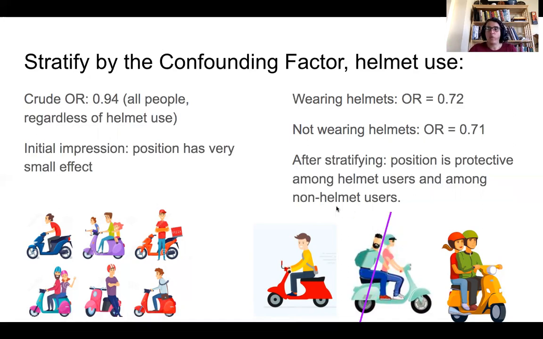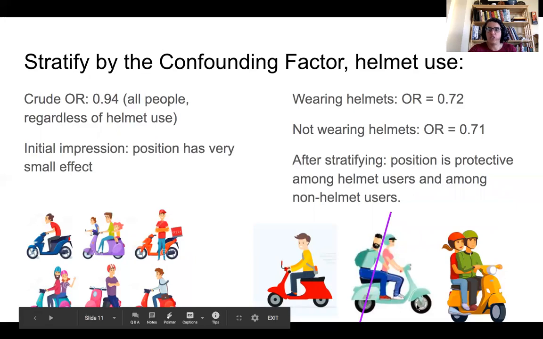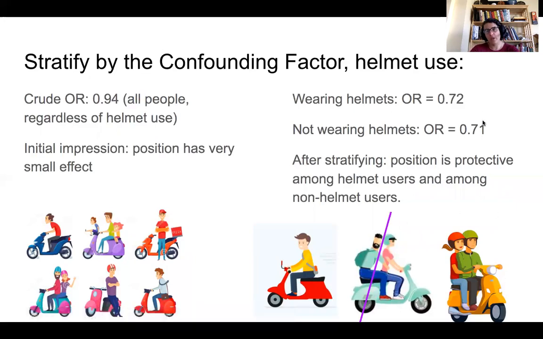When we stratify, when we just look at this group and we just look at this group, then we get this significantly smaller odds ratio. Once you consider helmet wearing, then being a passenger is clearly protective. When we move on, we're going to talk more generally in the next slide about this idea of a confounding factor, more about what it means to be a confounding factor, what types of studies can deal with confounding factors better than others, and in general, how we think about them.